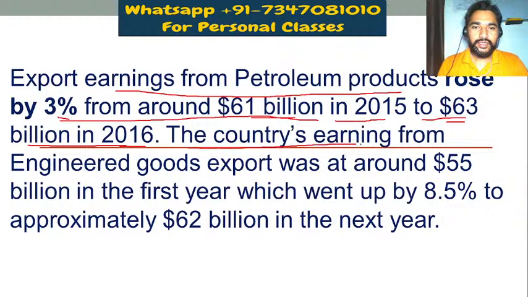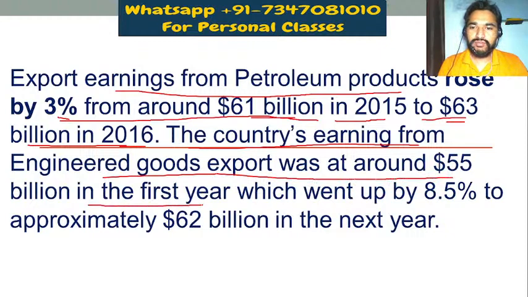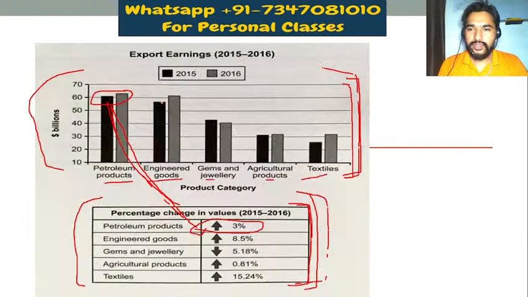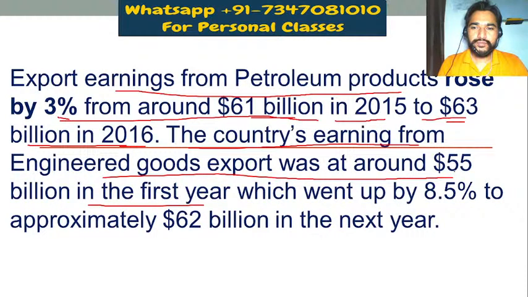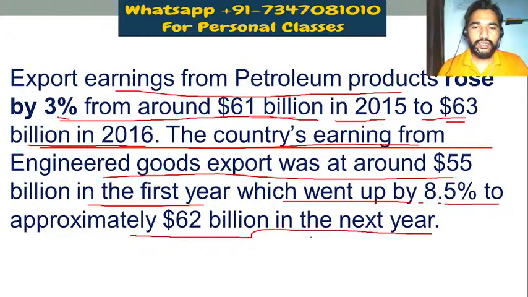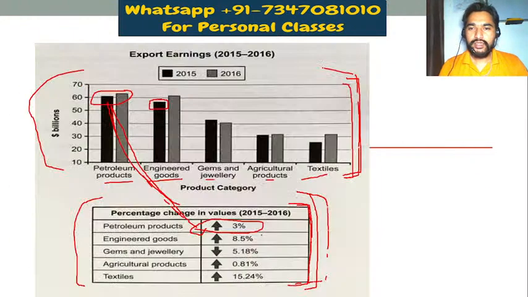And the next category, countries earning from engineered goods. Export was at around 55 billion in the first year. So engineered goods, where were we? 55 billion in the first year, 2015. After that, it went up by 8.5% to approximately 62 billion in the next year. So it went up, meaning it increased 8.5%, and reached 62 billion in the next year. So engineered goods went up by 8%.